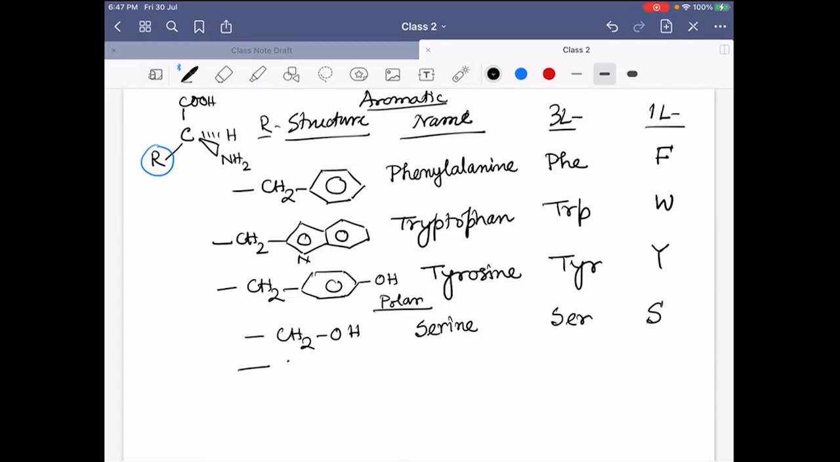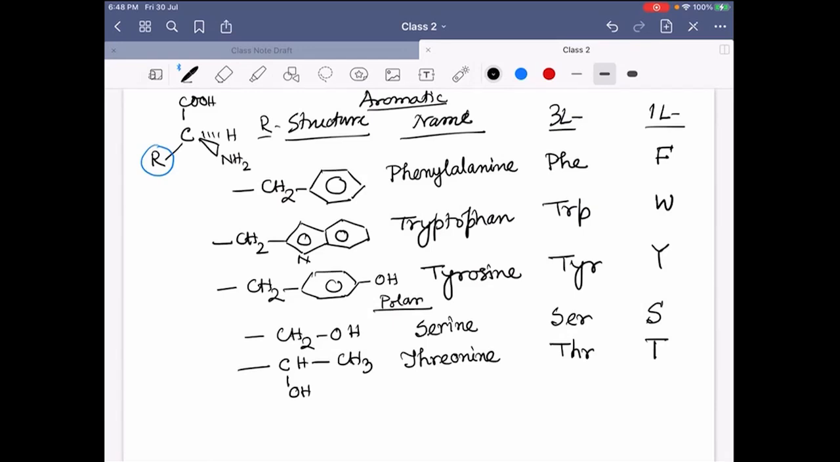Then comes a variation of it, where it forms a secondary alcohol. First it was a primary alcohol, then it's a secondary alcohol. The OH group comes a little bit closer. The name of that is threonine, three-letter code THR, and that is where the one-letter code T was used. So that is why tryptophan or tyrosine don't get their one-letter code with T. They have to be happy with W and Y respectively. So these are the two different polar groups we can have.